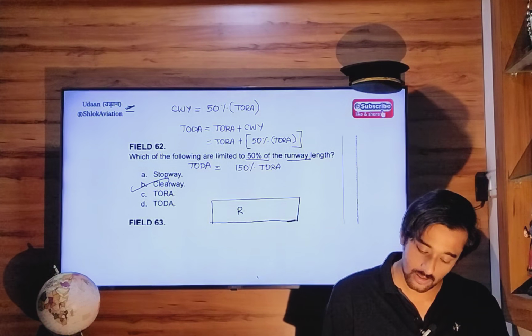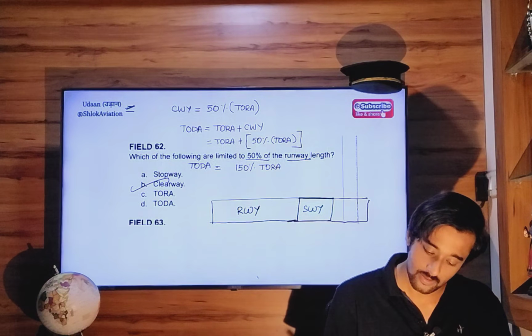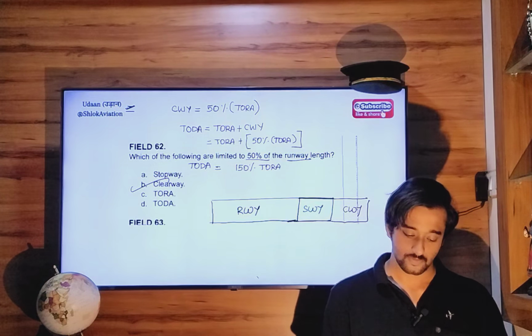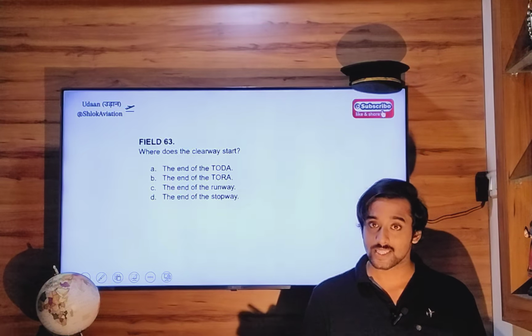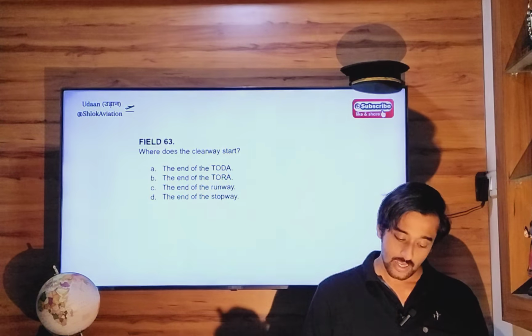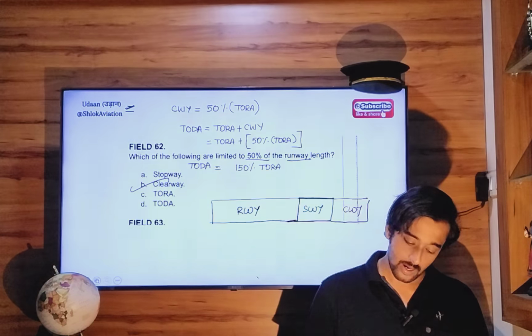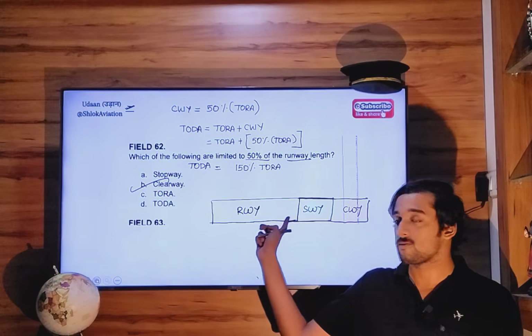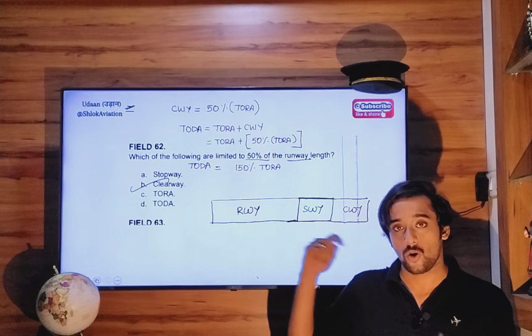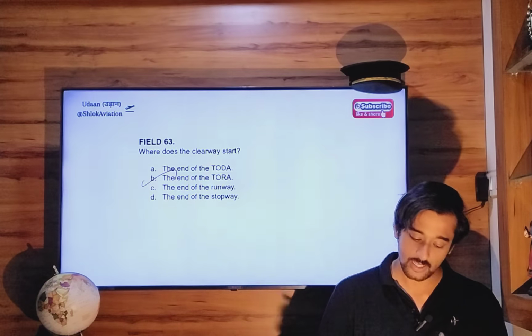So this is your runway. This is your stopway. And this will be your clearway. Okay. 63. Where does the clearway start? So the end of the takeoff run, the end of the runway, the end of the stopway. Okay. So remember, the stopway or this clearway will always end at the end of takeoff run available. So option Bravo.